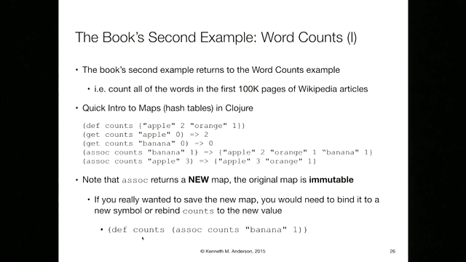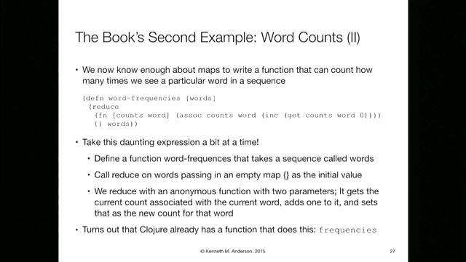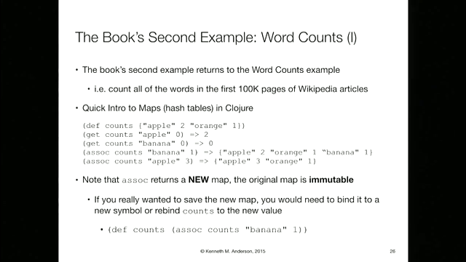And then the old map, in this case, is no longer being pointed at by any symbol, and it'll eventually be garbage collected. I have a question. Yes? When you did banana 1 and then went to apple 3, did you take the banana out when you did that? Yes, because in each case, I haven't changed counts.